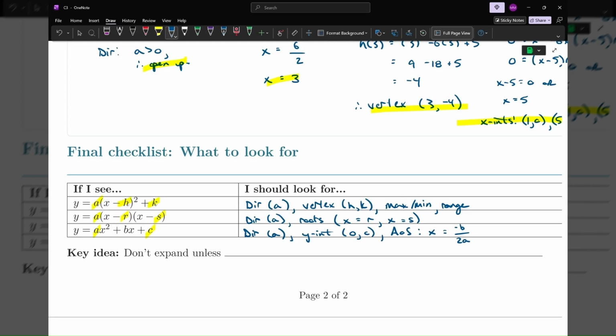And the big thing is, don't expand unless you need to. The question is going to dictate what you have, right? So just try to follow the question. Don't try to make this thing formulaic and one size fits all. Really take what the equation's given you. If you need to change forms, but there's a very good chance that you don't need to.